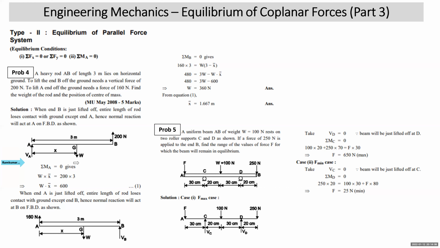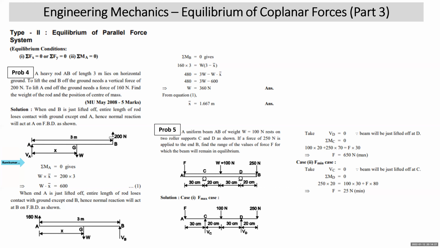Obviously, the weight will act vertically down at the centroidal distance x bar. It is actually x bar I have taken, but here by mischance x bar is not appearing, but I hope you can understand it. So this is becoming the example of parallel force system. How you arrive at this example?